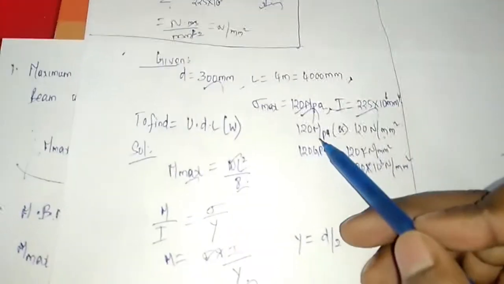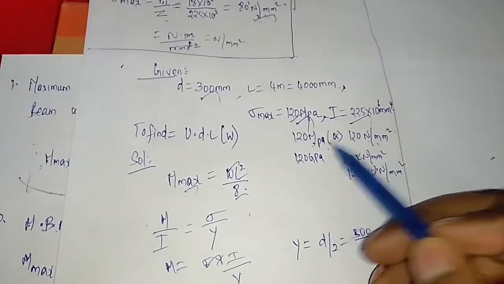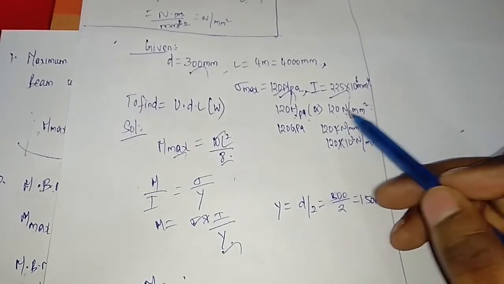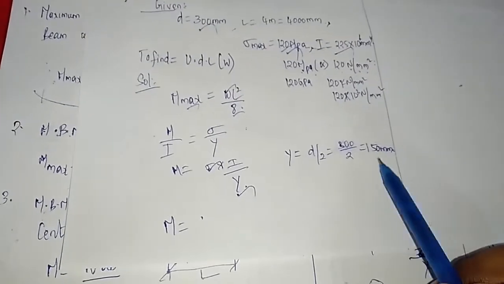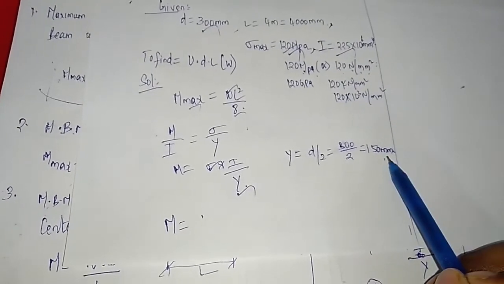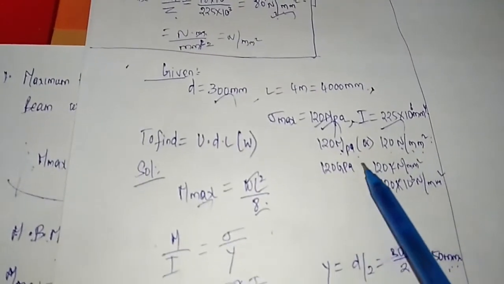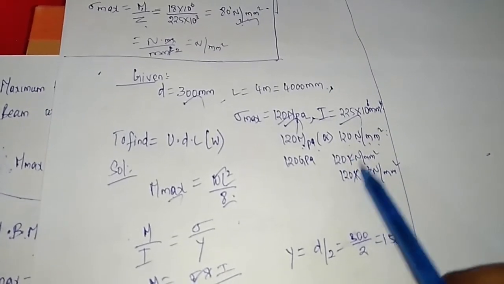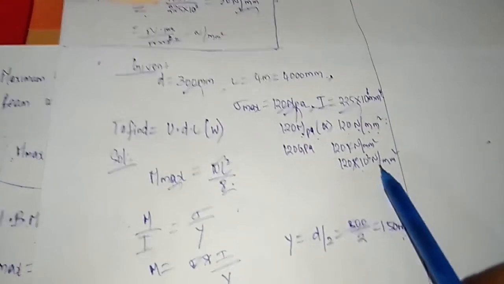So this they have given in megapascal. Megapascal is nothing but Newton per millimeter square. So always we will substitute in Newton and millimeter only. We will do all the problems in millimeter only. So the 300 by 2 is 150 millimeter. If they have given in GPa, that is nothing but 120 kilonewton per millimeter square. Kilonewton is 10 power 3 Newton. So 120 into 10 power 3 Newton per millimeter square.